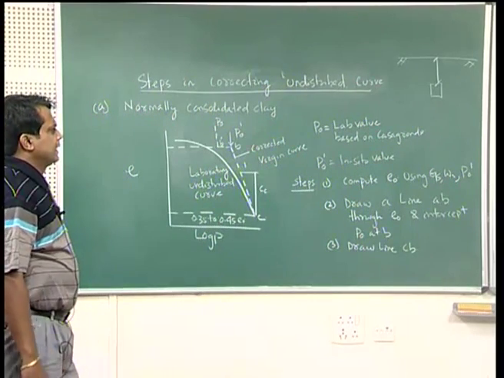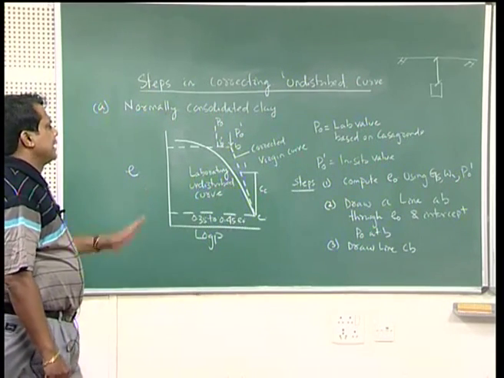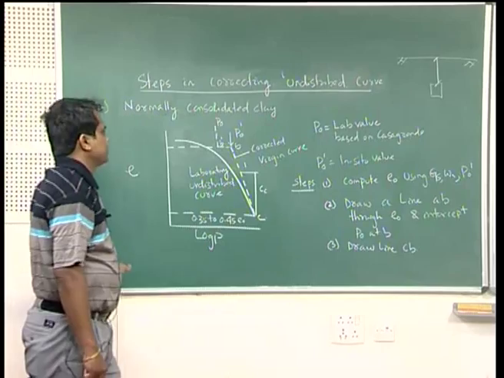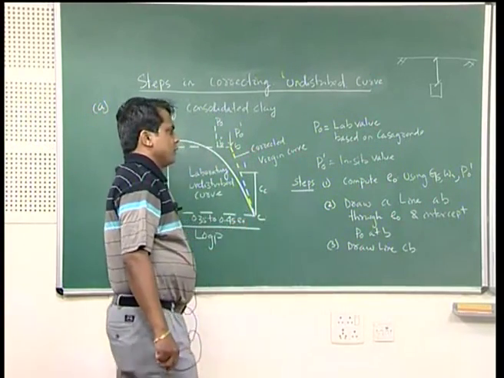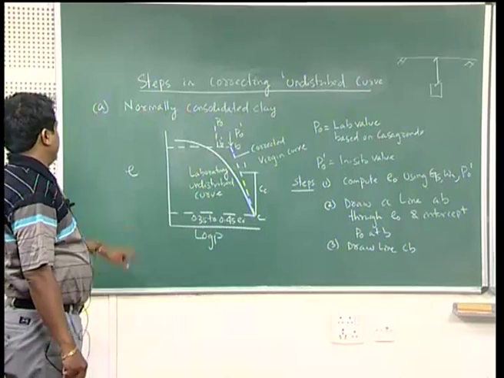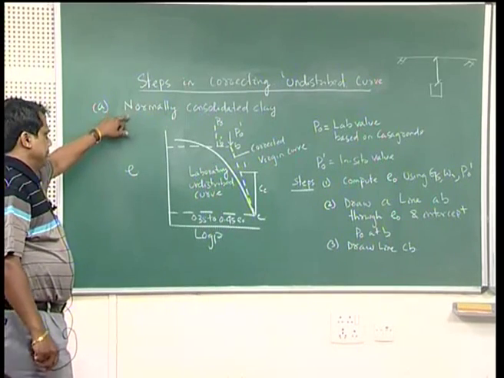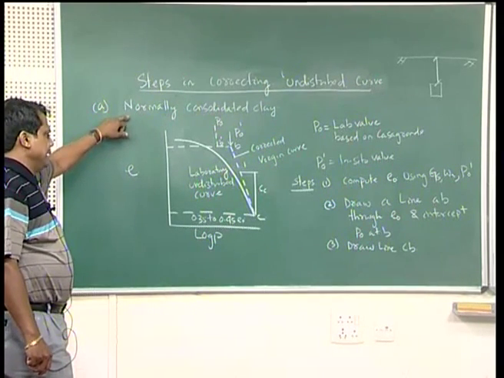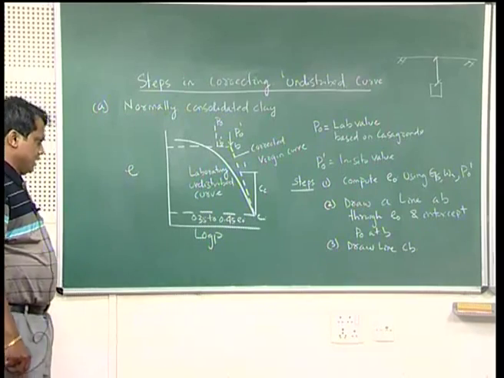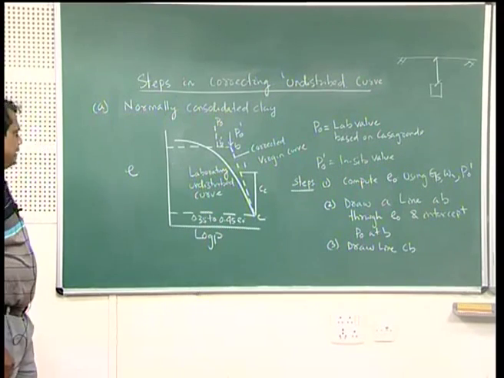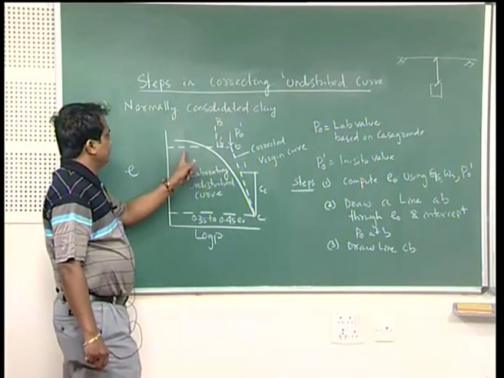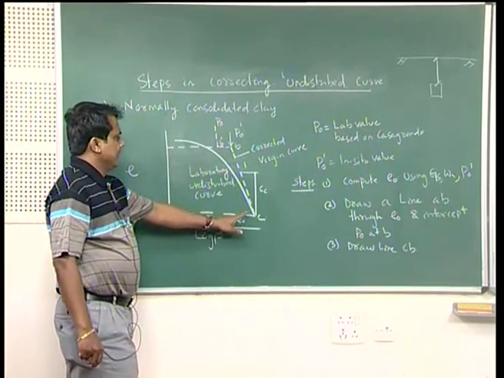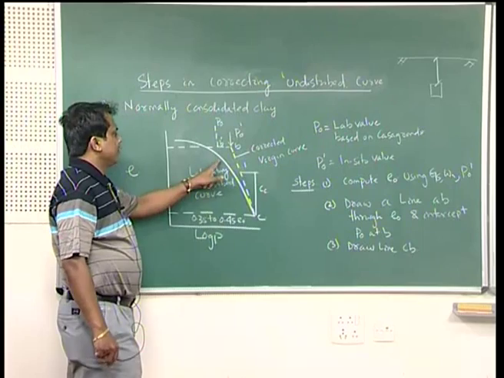Now, there are three conditions, three parts. If I divide it, one is normally consolidated clay, another is your sensitive soil, and another one is your over consolidated clay. In case of normally consolidated clay, look at the e versus log P curve. This is the curve you are getting in the laboratory.